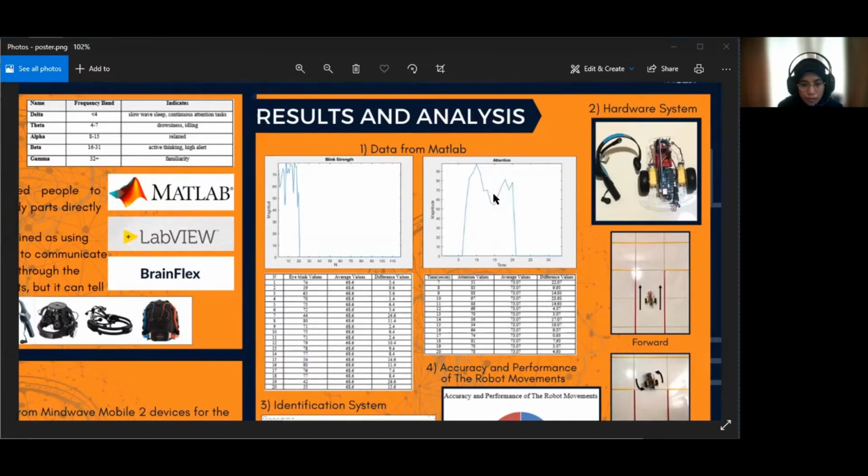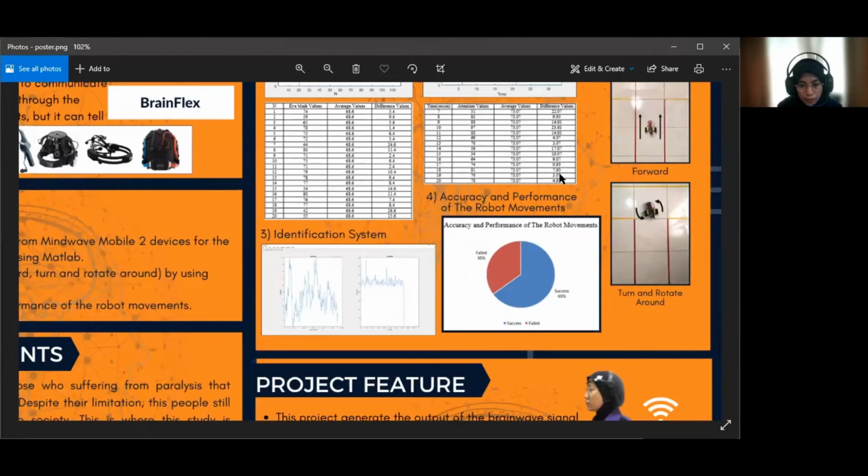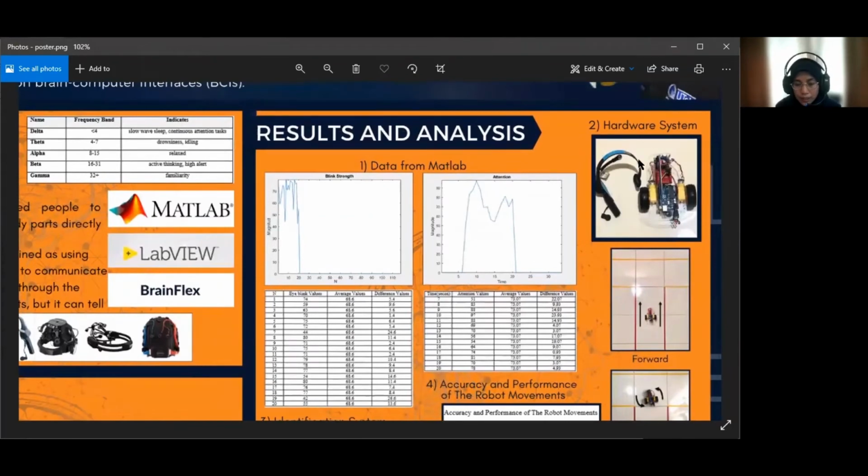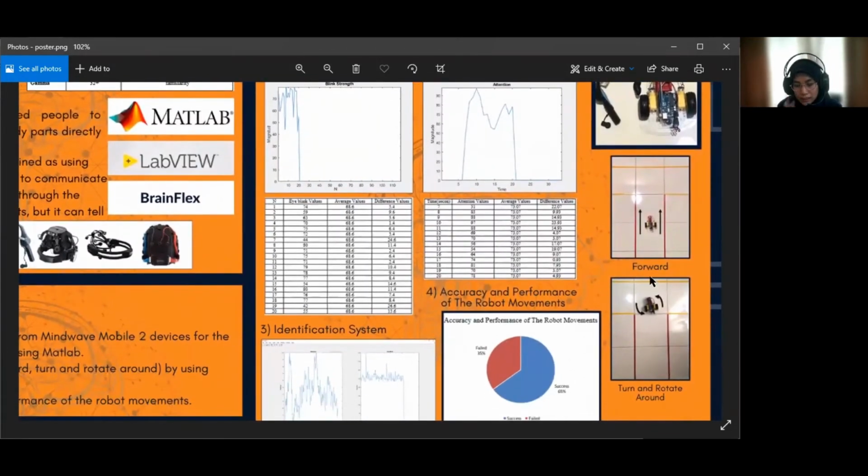For the identification system. Next, for the hardware system, this is a wireless hardware system without cable and wire to connect each part. So these are the results for the robot movement for forward, turn and rotate around. This figure shows the robot moving forward.